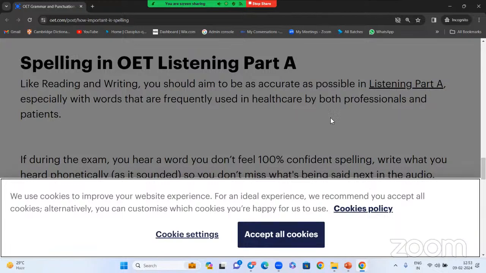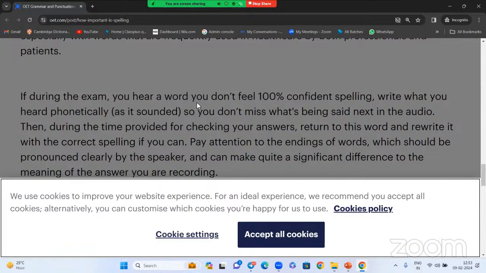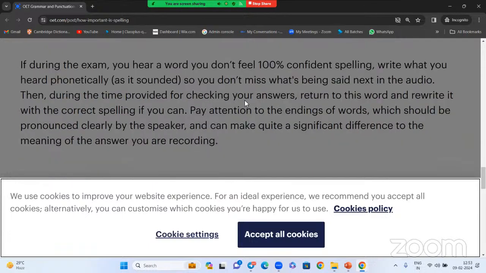If during the exam you hear a word you don't feel 100% confident spelling, write what you heard phonetically as it sounded, so you don't miss what's being said next in the audio. Then during the time provided for checking your answers, return to this word and rewrite it with the correct spelling if you can. Okay, that's important. You may lose your mark. There's no doubt regarding that. But try to rewrite it with the correct spelling.